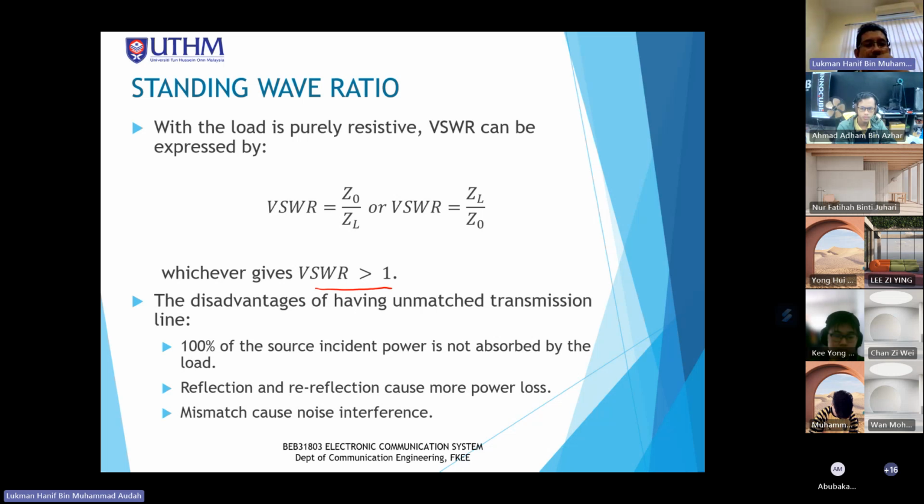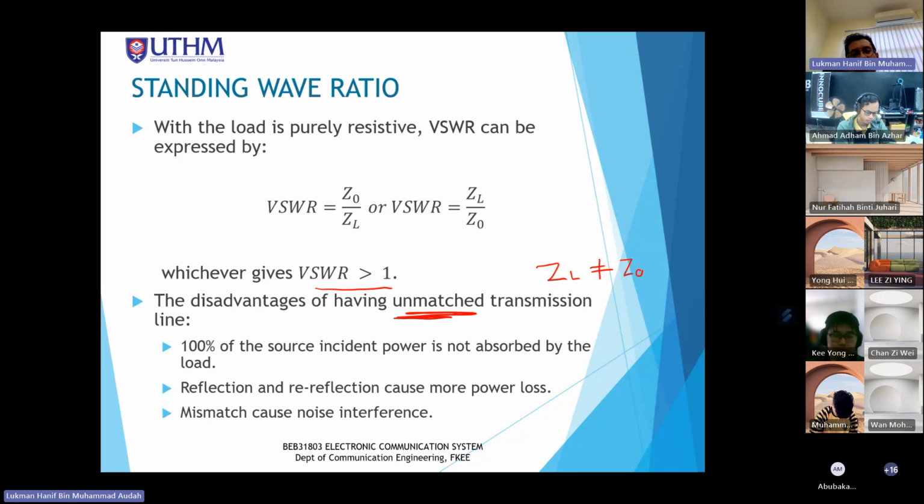The disadvantages of an unmatched transmission line. There are a few disadvantages. What are the disadvantages if the load is not equal to the characteristic impedance? What happens?